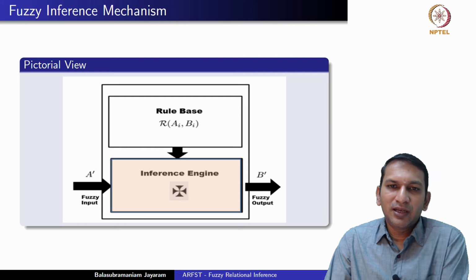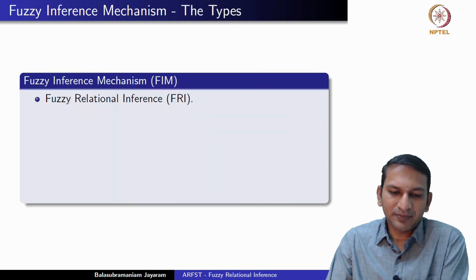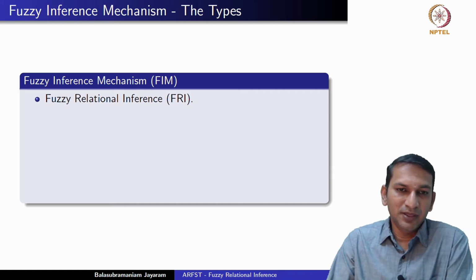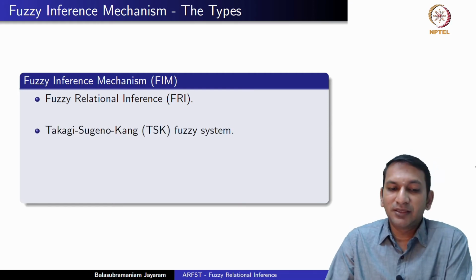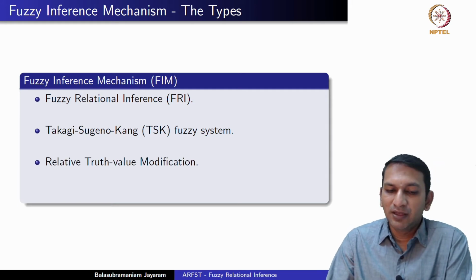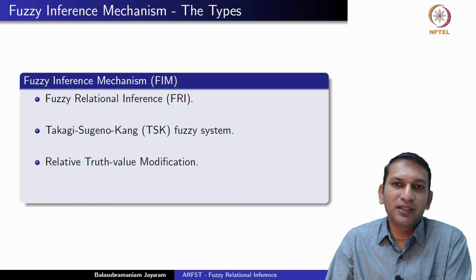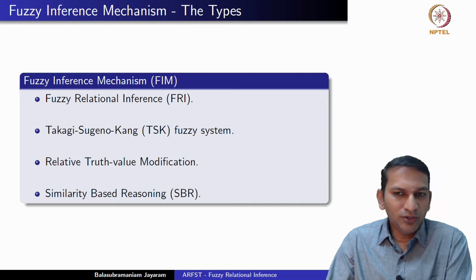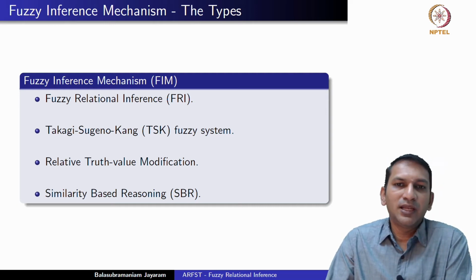Now, let's look at the inference engine in depth. If you're looking at this inference mechanism, there are many types. First is that of a fuzzy relational inference. For a given set of rules, you could use a fuzzy relational inference to make use of the rules so that you can obtain reasonable outputs for given inputs. There is the Takagi-Sugeno-Kang system, which is typically abbreviated as TSK fuzzy system. There's relative truth value modification to obtain the output given an input, making use of the rules. And we could also generalize some of these into what we call similarity based reasoning.